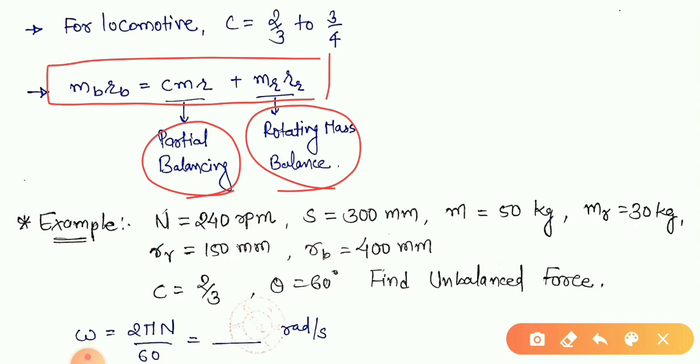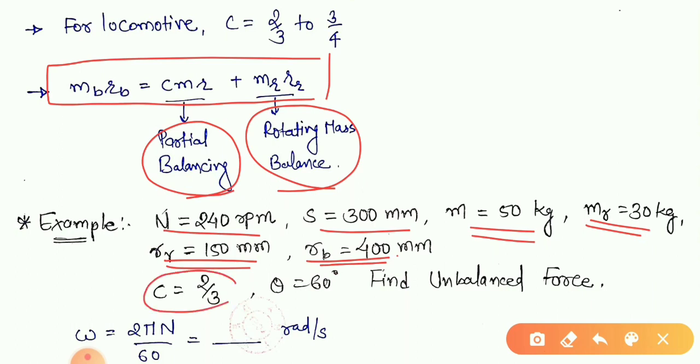Suppose a single cylinder reciprocating engine has a speed of 240 rpm and the stroke is 300 mm. The mass of the reciprocating part is 50 kg and the revolving part is 30 kg, and the radius of rotation is 150 mm. The balancing mass radius is given as 400 mm and the value of c is 2/3. Theta is equal to 60. We have to find the unbalanced force for theta equal to 60 degrees.